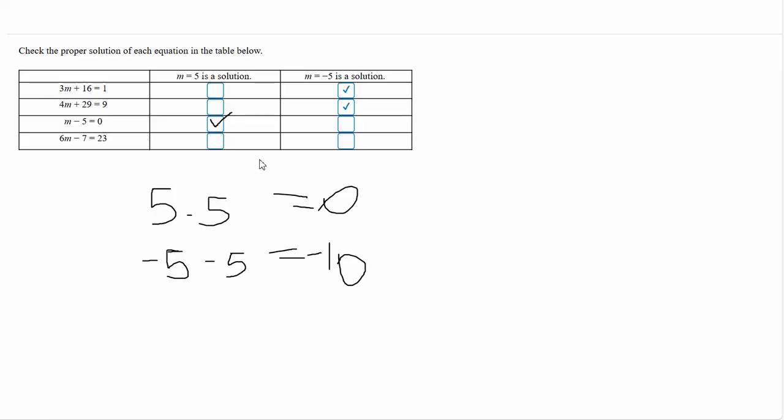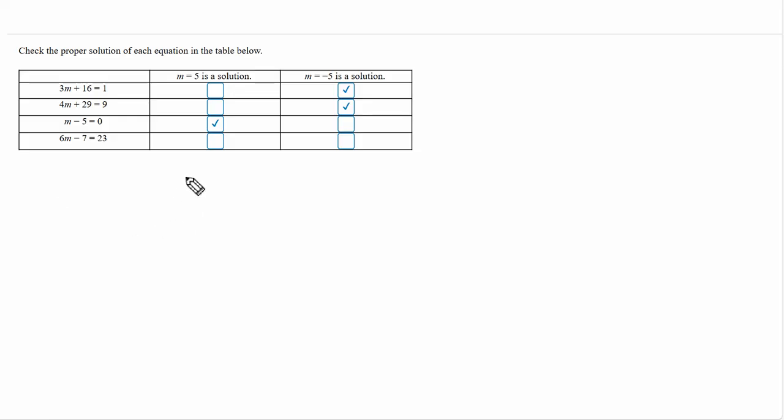There you go. So it's 0. So we'll choose this one. Next one, 6m minus 7 equals 23. Remember, whenever we have a question like this, again, same thing. 6 times 5 minus 7 is equal to 23?